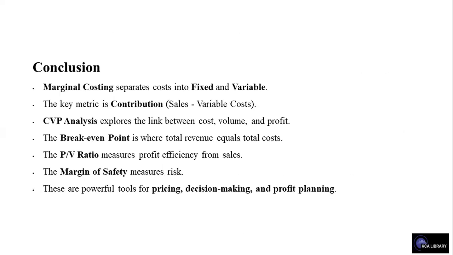In conclusion, marginal costing separates cost into variable and fixed. The key metric is contribution, and then the CVP explores the links between cost, volume, and profits. We also see that the break-even point is where total revenue equals total cost, and the PV ratio measures profit efficiency from sales. The margin of safety measures risk, and these are powerful tools for pricing decisions and profit planning.